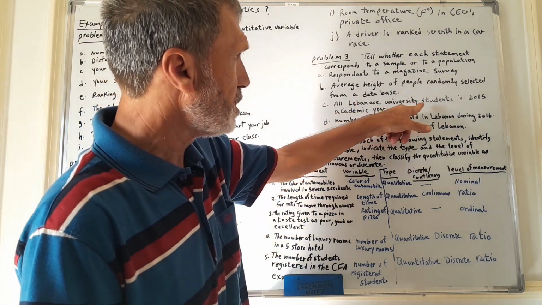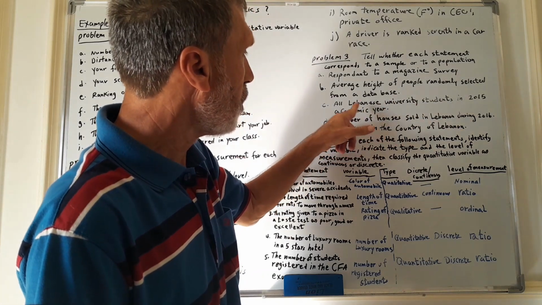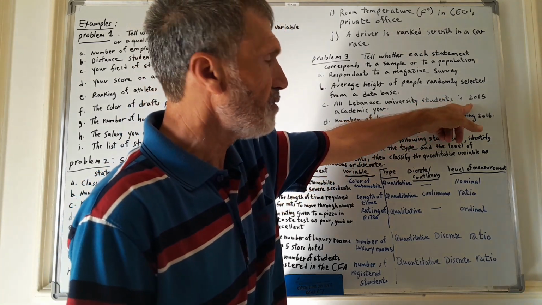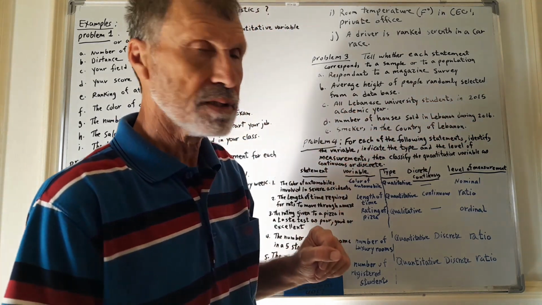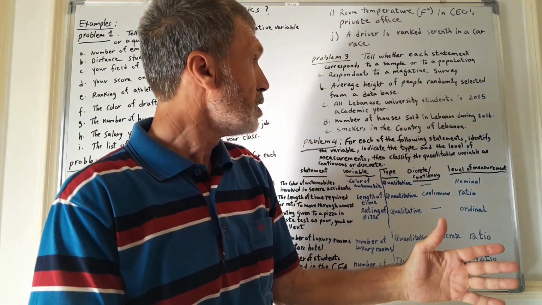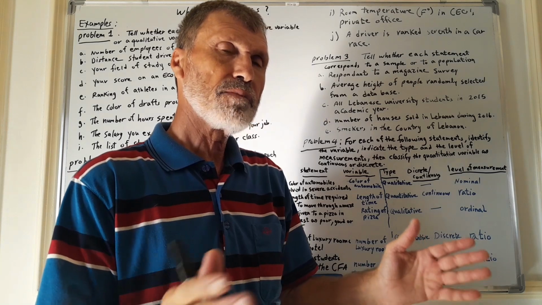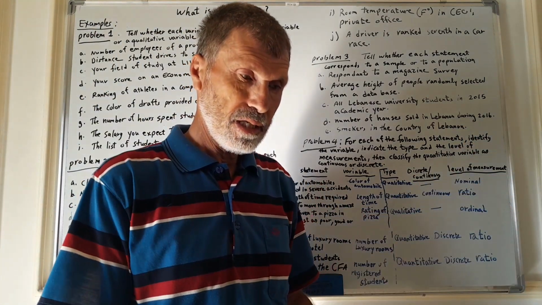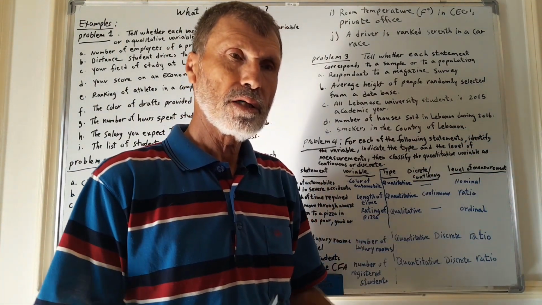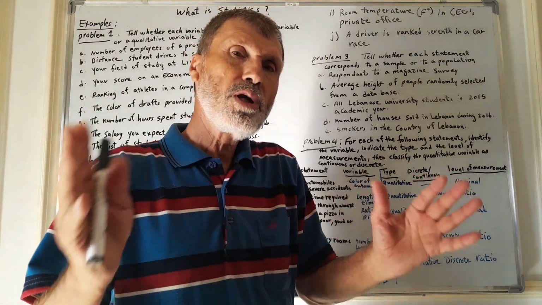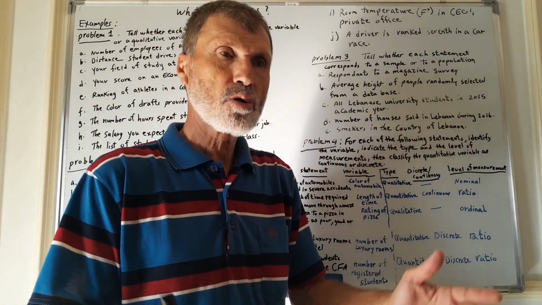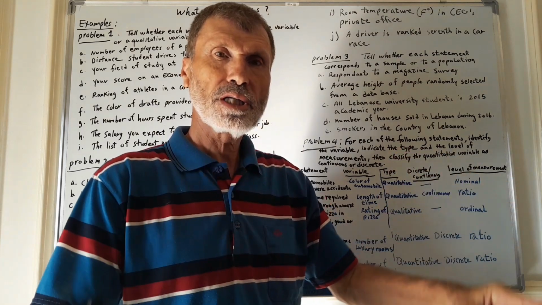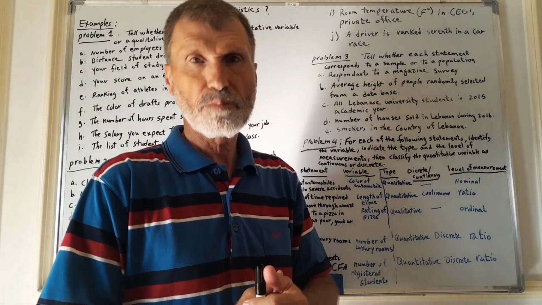All Lebanese university students in 2015 academic year. Here we're talking about all Lebanese university students. All students in the Lebanese university in 2015. That is population. We're talking here about the population of students in that university. It could be 500 students, it could be 5,000 students. So they consist of the whole subject in their study, which we call the population.